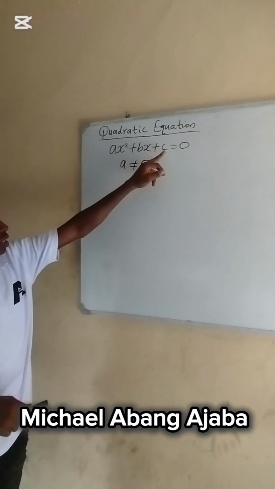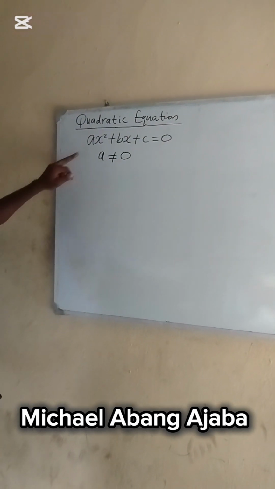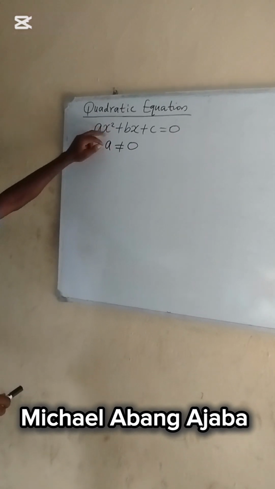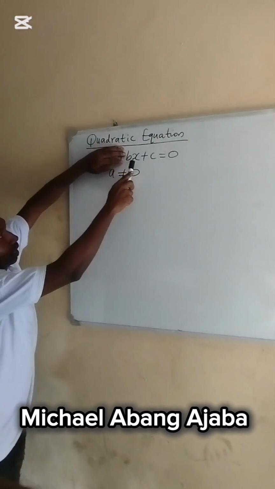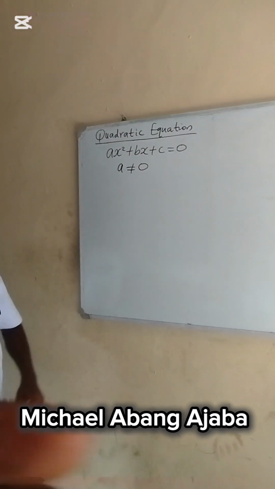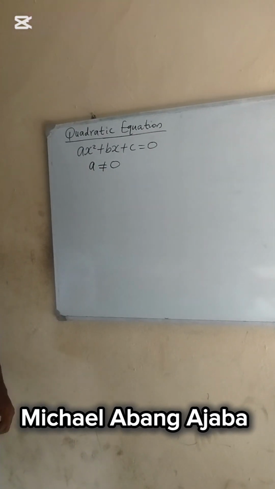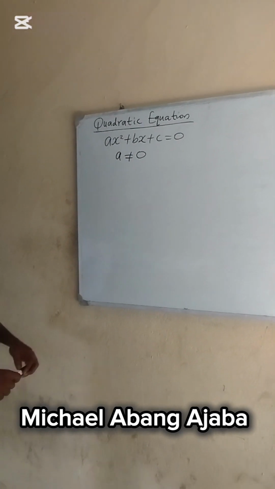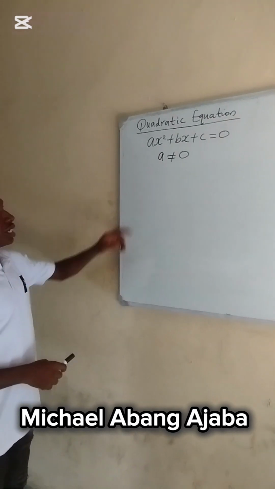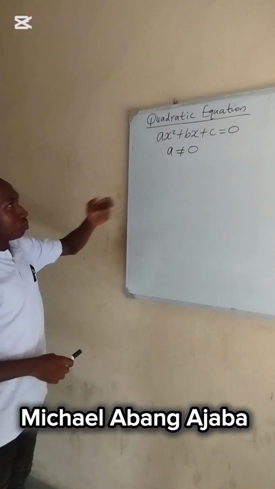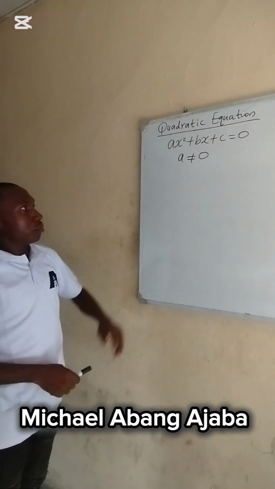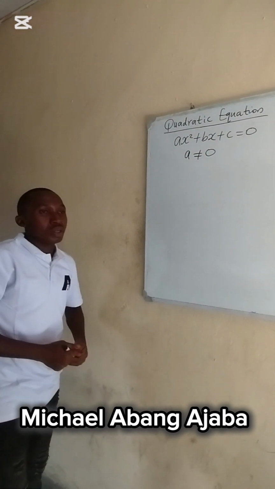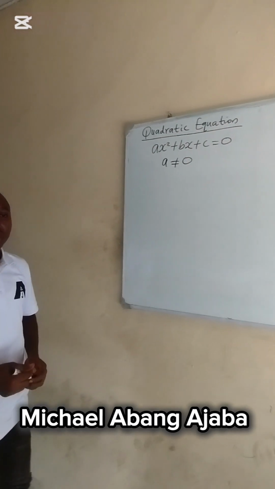If a is equal to 0, this quadratic equation will reduce to a linear equation because the first term here will be 0, and once this is 0, what we have will be bx plus c equal to 0, and as we all know, bx plus c equal to 0 is a linear equation. So for this to be a quadratic equation, a must not be equal to 0, b can be 0, c can be 0, but a must not be equal to 0.